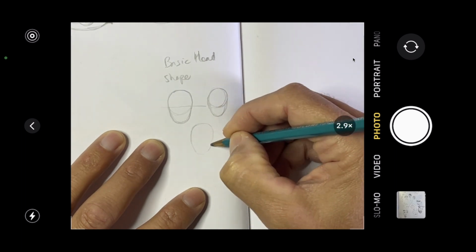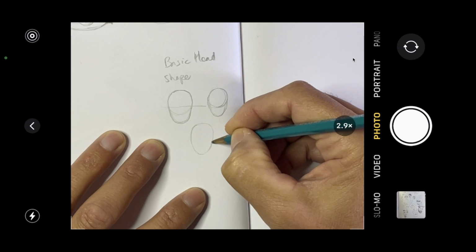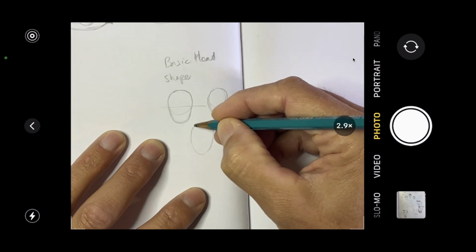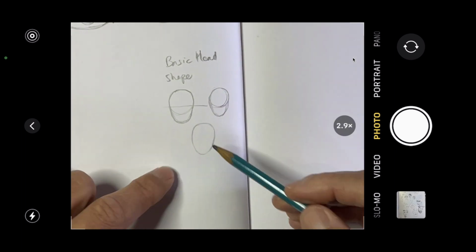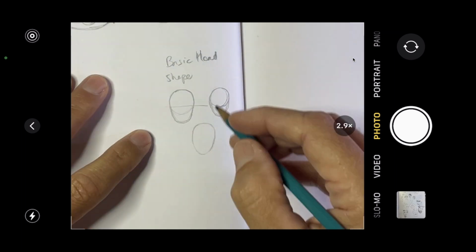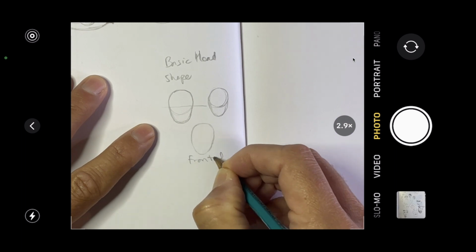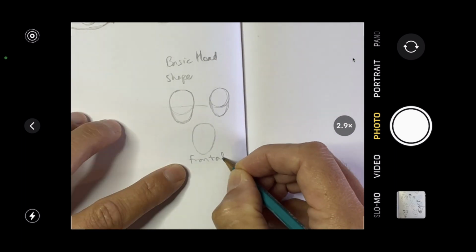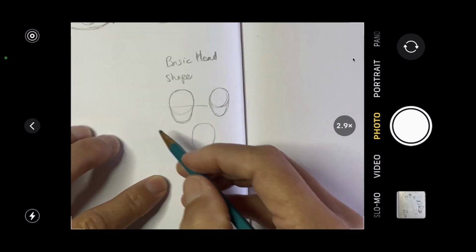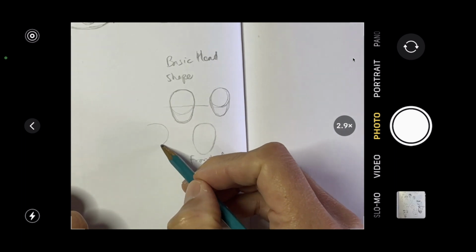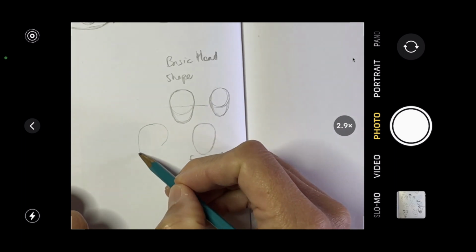Right, but it dips a little bit. Don't make the chin too pointy, and the head's not too round, okay? But that's a basic head shape. If we did it from the side, this is frontal. This is from the front. When we say from the front, we say frontal. From the side, it's more like that.